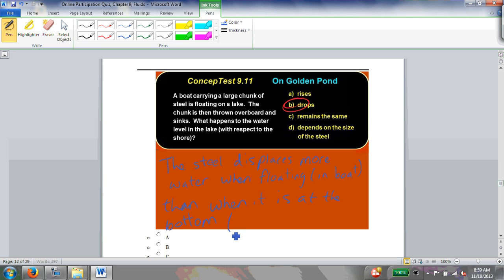And at the bottom, actually, the buoyant force holding it up is quite a bit smaller than the buoyant force when it's in the boat. If you look at the concept test, there's a figure that might help you understand this a little bit better. So take a look at that. If you have questions, please let me know.